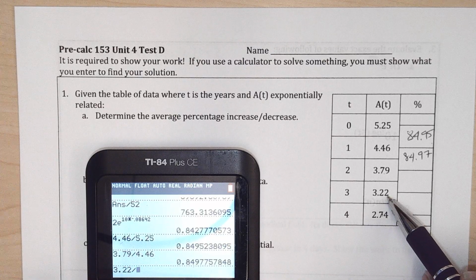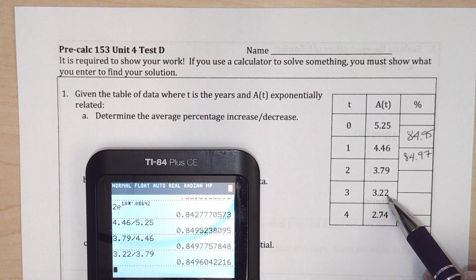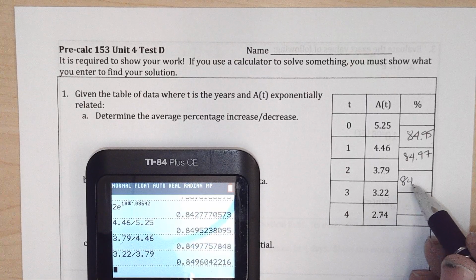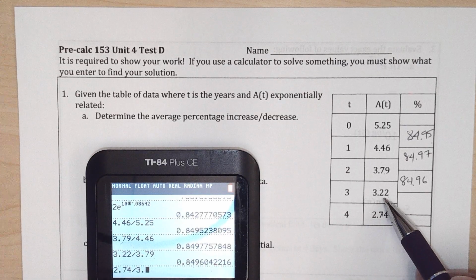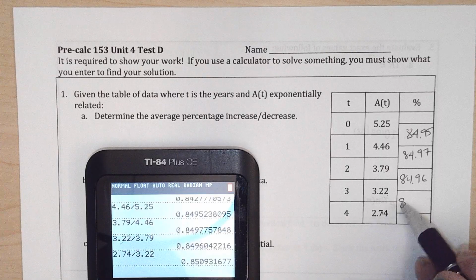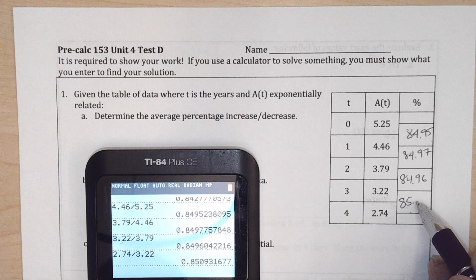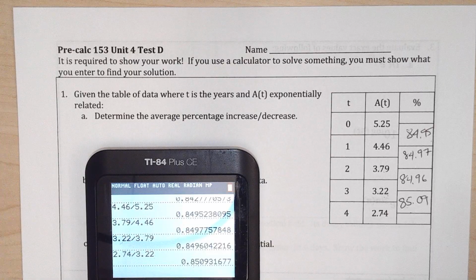3.22 divided by 3.79, 84.96%, and 2.74 divided by 3.22 is 85.09%. So 85-ish percent is being left. That means there's a decrease of 15%. 100% minus 15% is 85%.